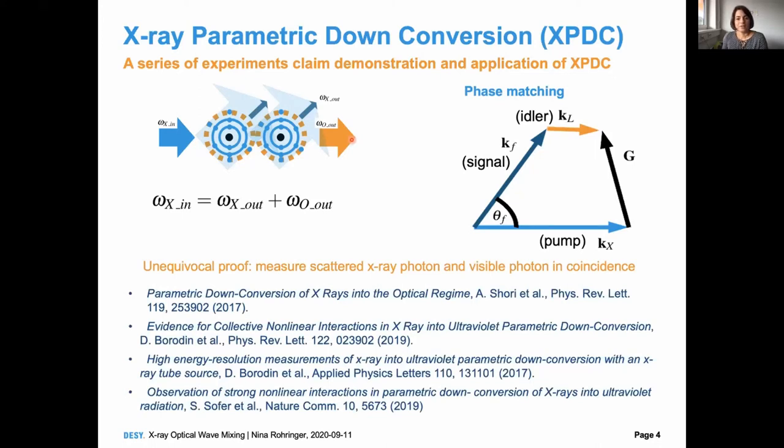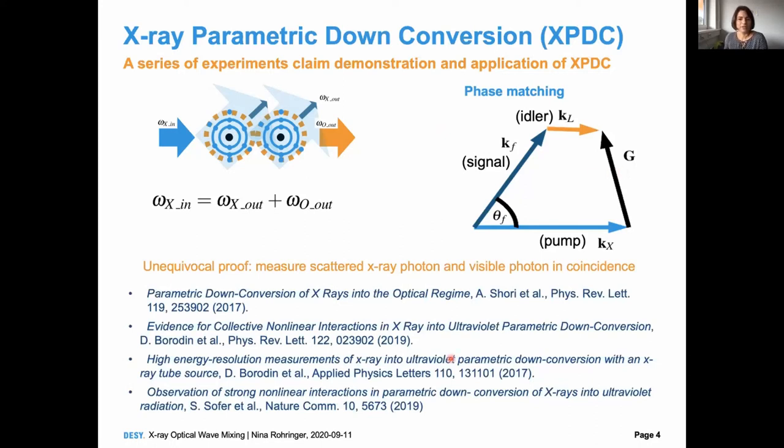So there are a series of experimental demonstrations, or at least claims of experimental demonstrations of this effect, that come from the group of Sharon Schwarz. And they focus, by measuring only the outgoing photon in this process, and underlie the principle of phase matching. So by looking at a certain direction of the outgoing photon beam, one actually chooses a certain idler energy, so a certain energy of the outgoing optical photon. This process is a parametric coherent process. It follows some phase matching conditions, so momentum conservation of this process.